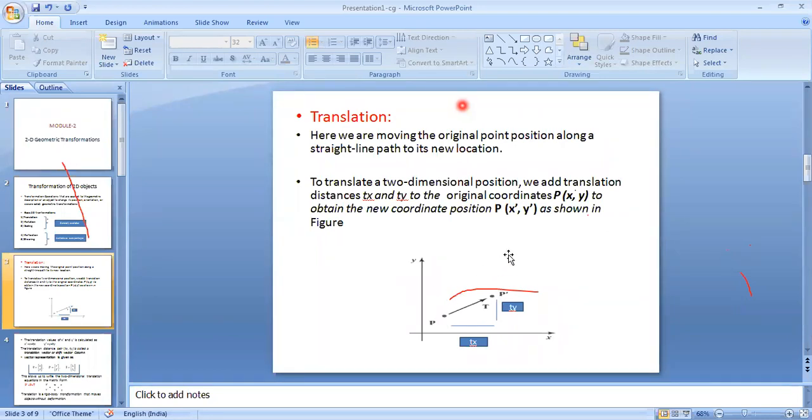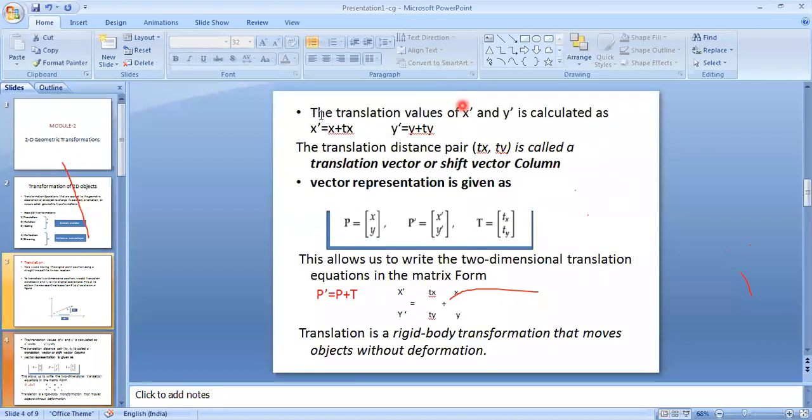Now how do we get the new values of x dash and y dash? It is simple. The new x dash, the x coordinate for my new point P, is nothing but the old x plus the movement along the x axis, and y dash is nothing but the old y plus the movement with respect to the y axis. Whenever they ask you a problem on translation, they will give you this tx and ty.